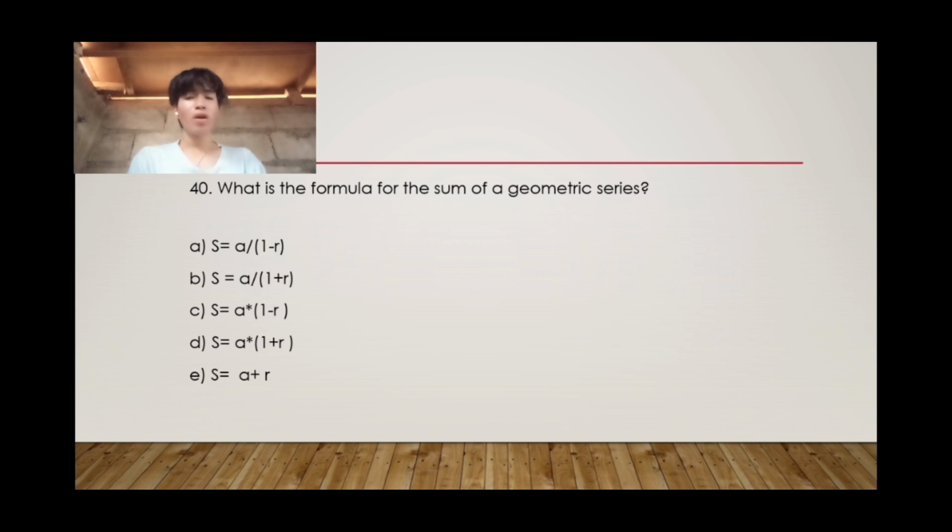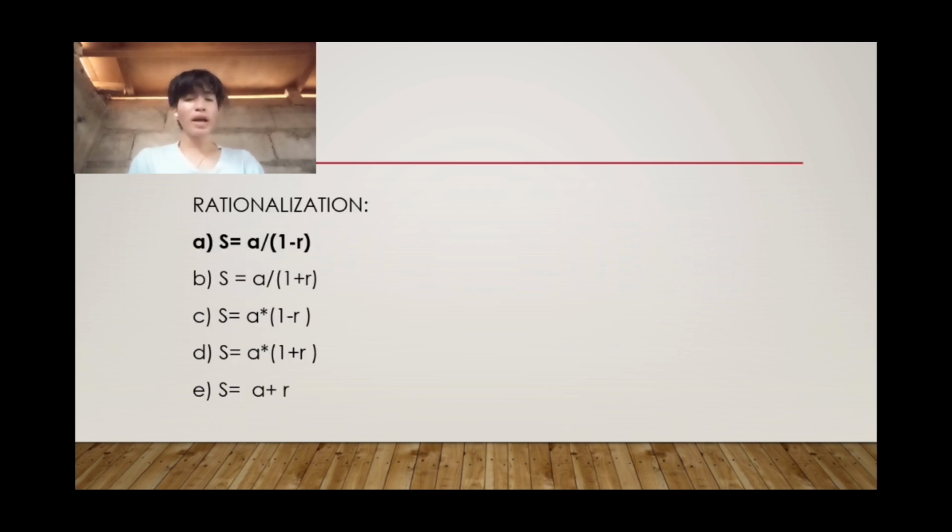Next number. What is the formula for the sum of geometric series? A, S is equal to A over 1 minus R. B, S is equal to A over the quantity 1 plus R. C, S is equal to A times the quantity 1 minus R. D, S is equal to A times the quantity 1 plus R. Or letter E, S is equal to A plus R. So our answer for this number is letter A. So that's the formula in finding the sum of geometric series. S is equal to A over the quantity 1 minus R.